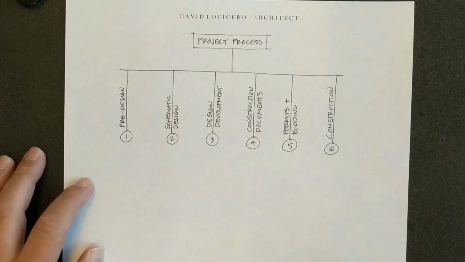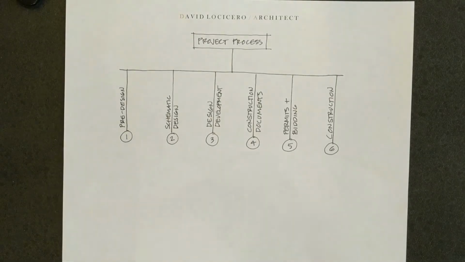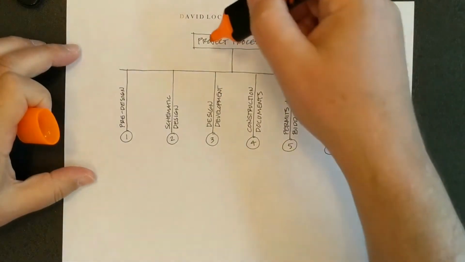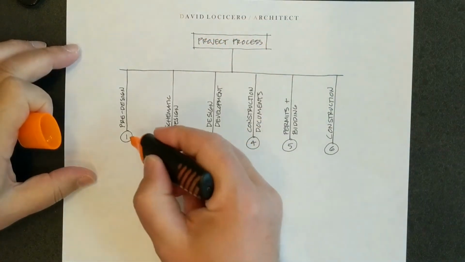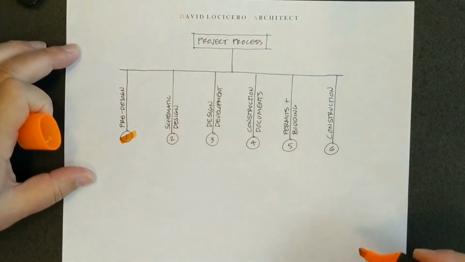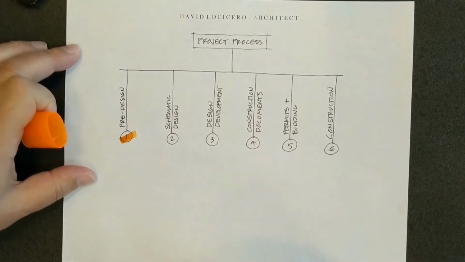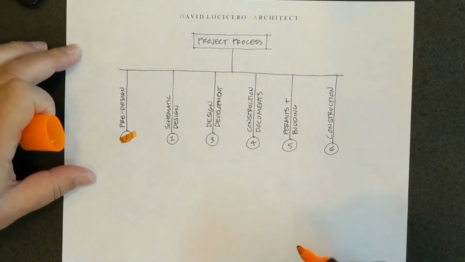Hi, in this video I'll be talking about the second phase of the project process, which is schematic design. Just to recap where we are, we're discussing the project process that most architects use. It starts with number one, pre-design, which we've discussed already in the previous video. And then it moves on to schematic design, which is the start of the actual design process.